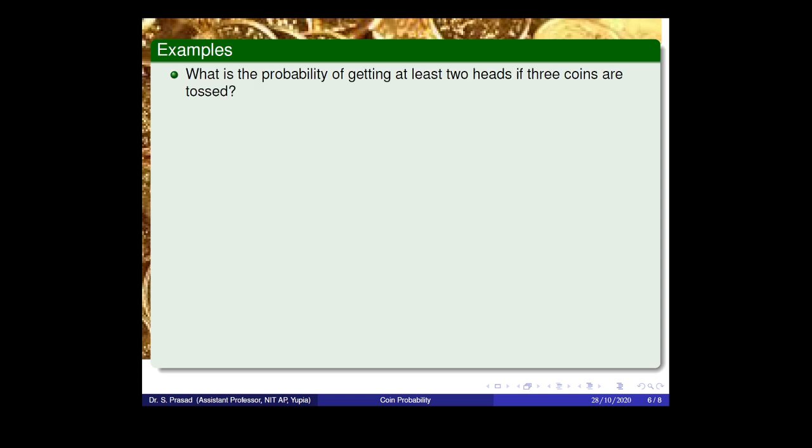Now let's go to the next question: what is the probability of getting at least 2 heads if 3 coins are tossed? Now we write the meaning of the complex event. Two heads are given, which means 2 heads and 1 tail, HHT. At least 2 heads means the minimum is 2 heads and the maximum is 3 heads, because 3 coins are tossed and 3 places are needed. That's why we can write the complex event as HHT or HHH.